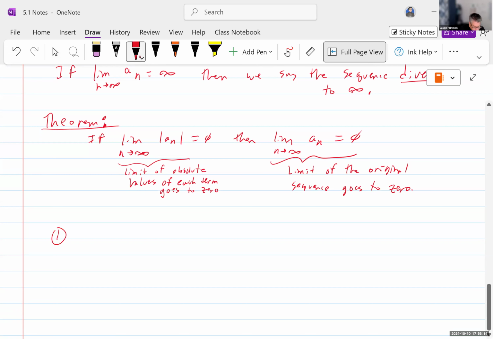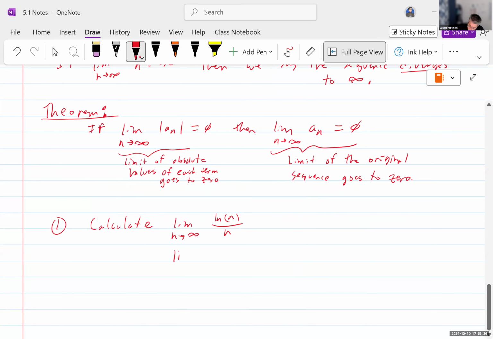Okay, let's calculate some limits here. Calculate the limit as n goes to infinity of the natural log of n over n. So natural log of n over n.